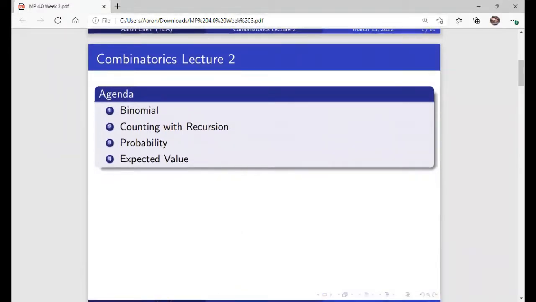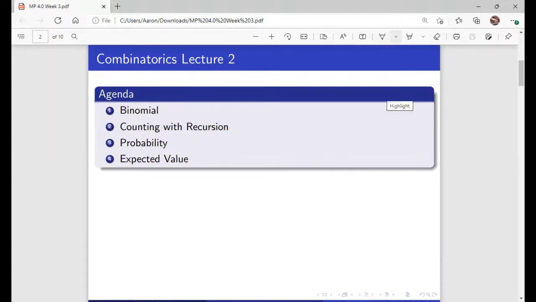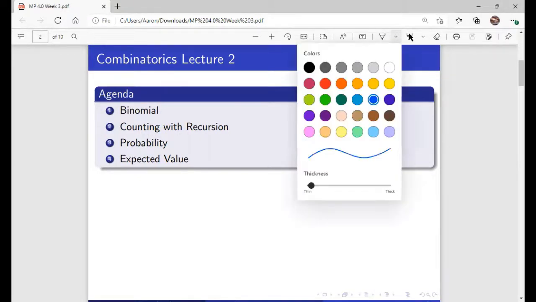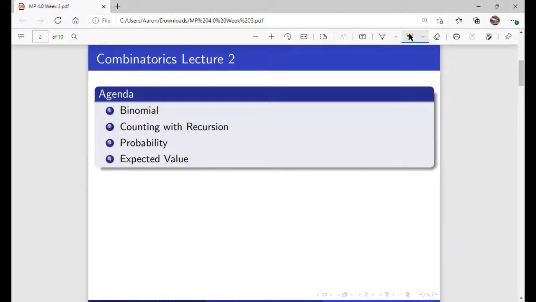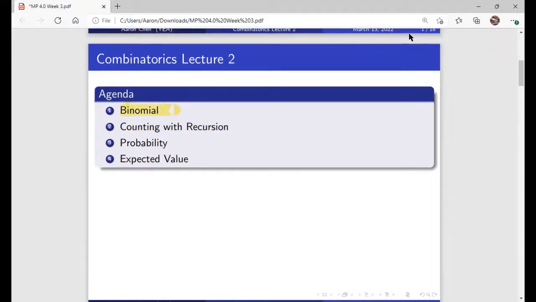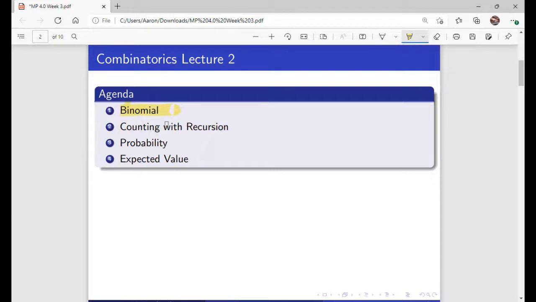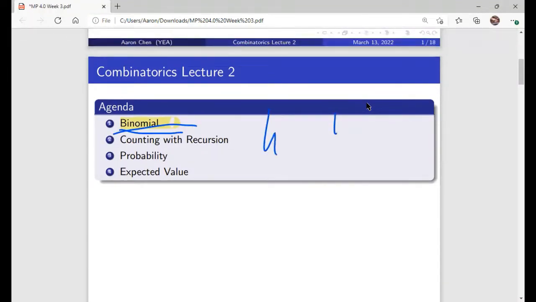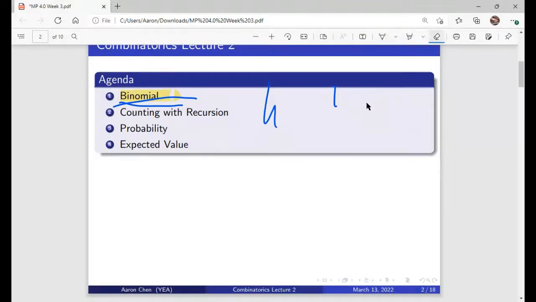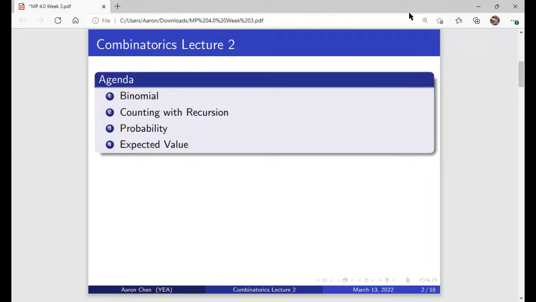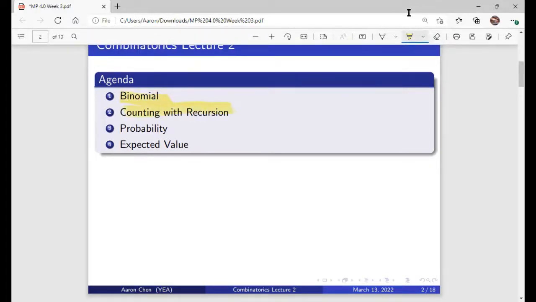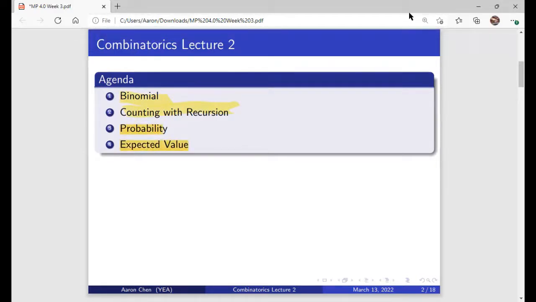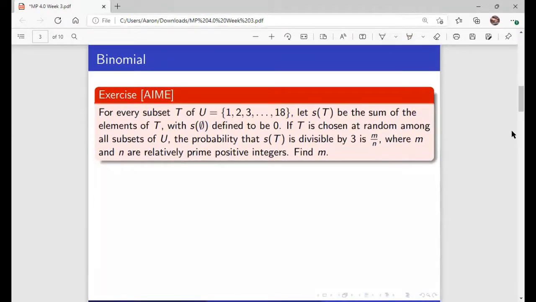Today the lecture will be on binomials, counting with recursion, probability, and expected value. All right, so with that said, this is our first problem.